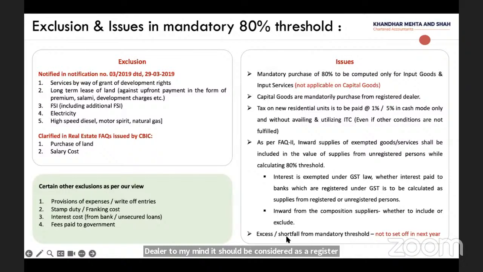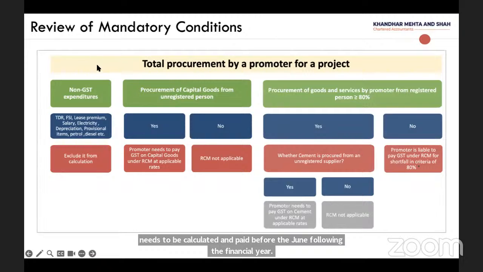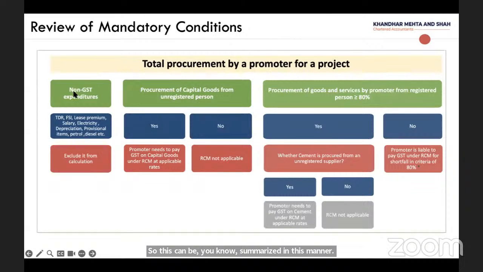And the excess or shortfall from the mandatory threshold is not to be set off in the next year. So every year it needs to be calculated and paid before June following the financial year. This can be summarized in this manner: total procurement of a promoter for the project. Now remove the non-GST expenditure or the expenditure that is not to be considered, excluded for the calculation, that is TDR, FSI, lease premium, salary, electricity, depreciation, provision items, petrol, diesel, etc. Then carve out the capital goods, because capital goods need to be purchased from the registered dealer only, and if not, then RCM will be applicable on that particular thing.